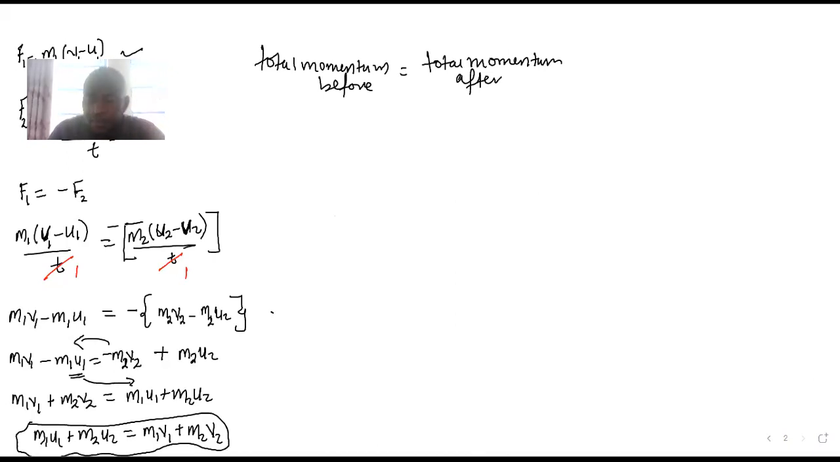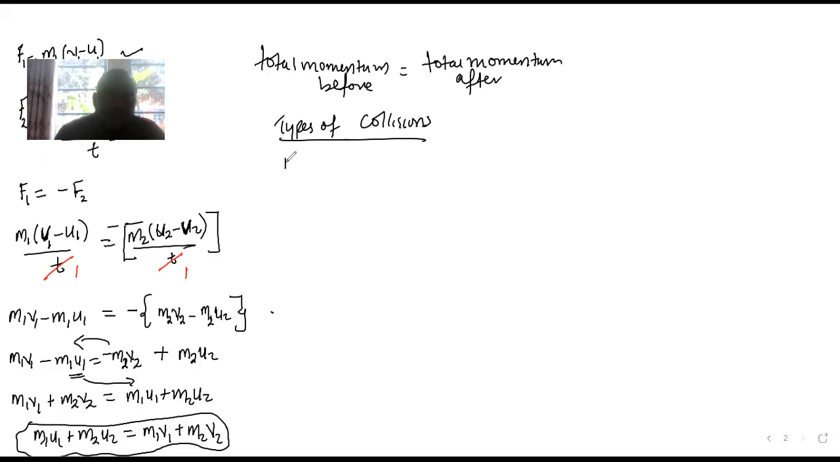Now, having seen what the momenta talks about, we have types of collisions. Let's talk about types of collisions. Esther, give me one type of collision you know. Elastic collision. Elastic collision.